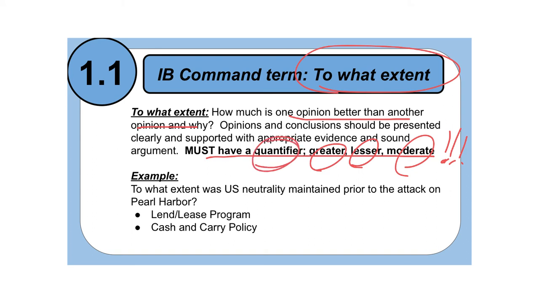So here's an example. To what extent was U.S. neutrality maintained prior to the attack on Pearl Harbor? The United States did not enter World War II until the attack on Pearl Harbor. That's a correct statement. However, there's a question about how neutral the United States was, because we did have the Lend-Lease program and the cash and carry policy, through which we provided weapons and supplies to allied countries like the United Kingdom and France before the United States even entered the war. So the question is, how neutral was the United States? That would be a to what extent type of question that would be very good to use this skill with.